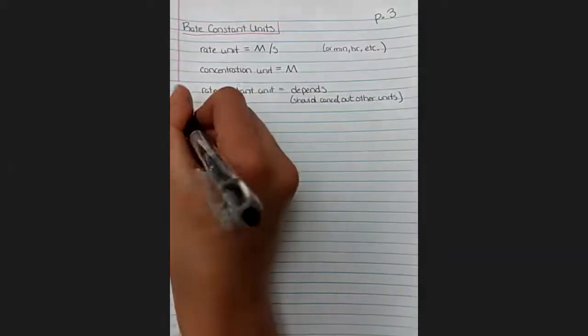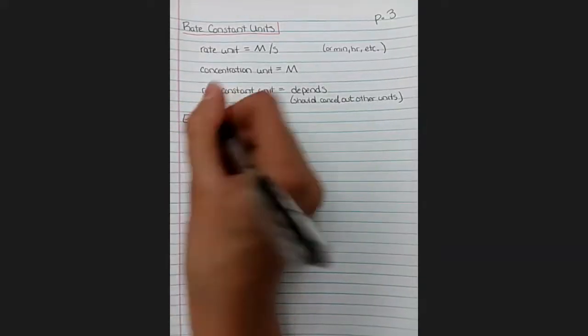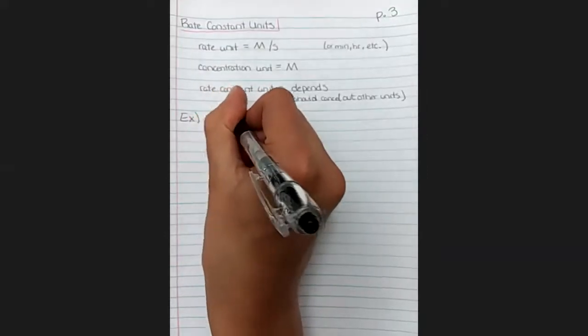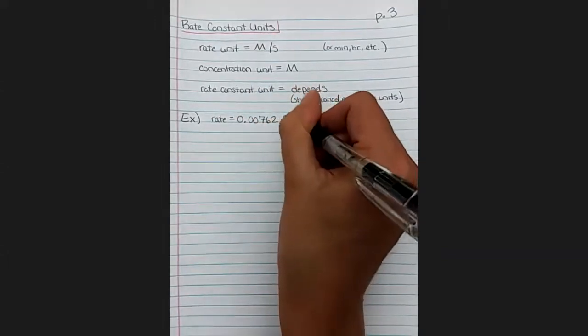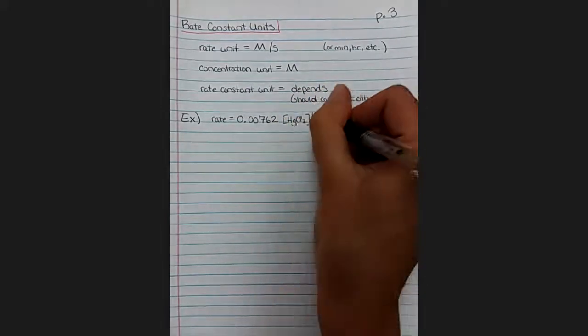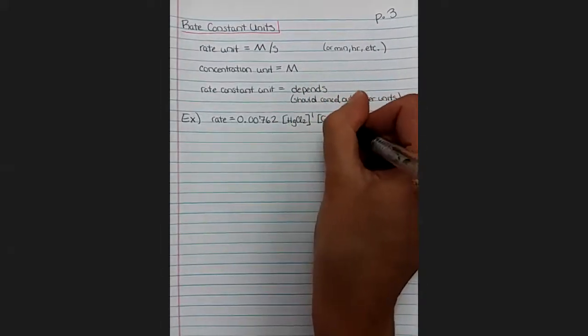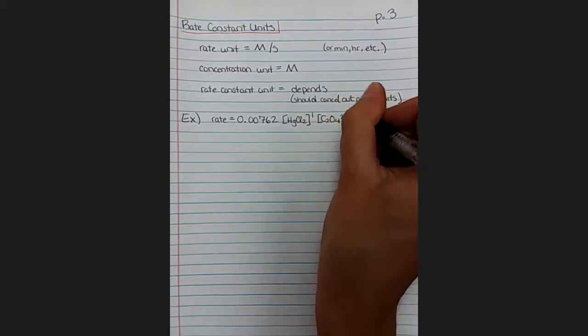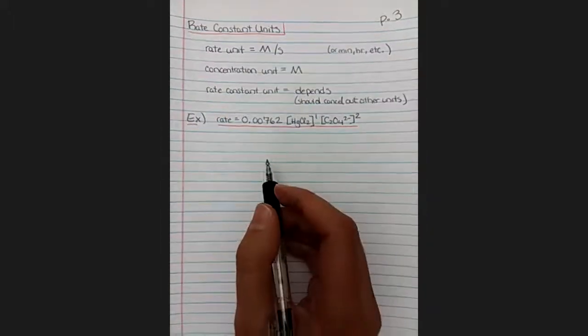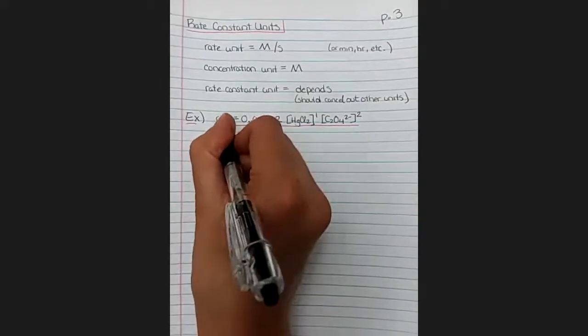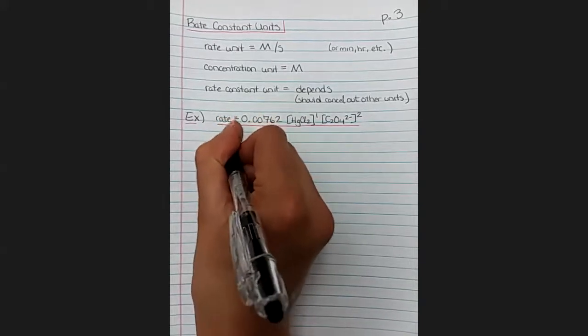So let me give you an example. We'll do the one we just finished. We can figure out the units for that one. So the problem we just finished said rate equals 0.00762 times mercury chloride to the first times oxalate to the second. All right, so let's put in the units that we know. I often just write a totally separate rate expression with units. So the rate units were in molarity per minute.